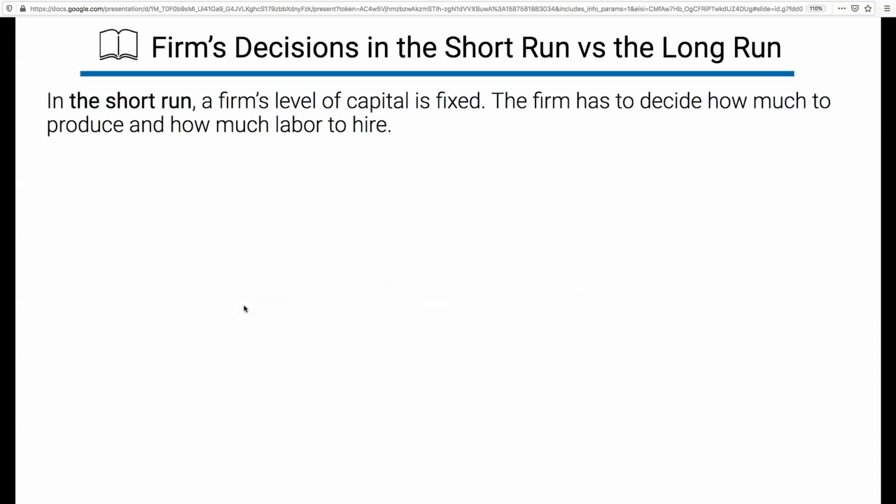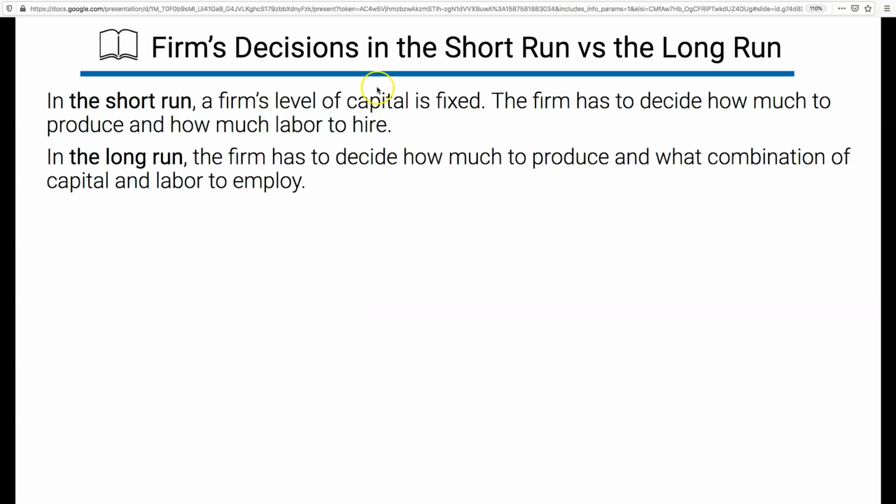Just a quick reminder, in the short run, as I said in the previous two videos, a firm's level of capital is fixed, and so the decision that the firm has to make is how much to produce and how much labor to hire to produce the output that the firm is willing to produce. In the long run, capital is not fixed any longer, so the firm not only has to decide how much to produce, but also what combination of capital and labor to use to employ that output.